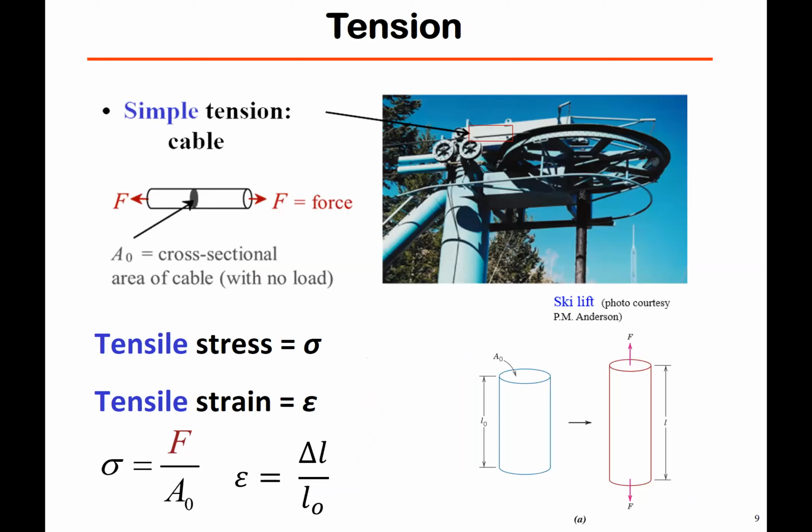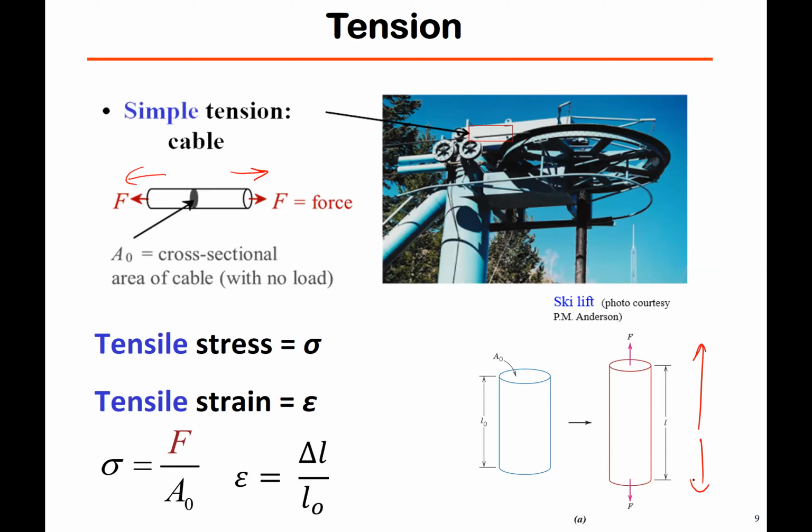So we went over tension and how the force is applied in this direction, in that direction on a cable, say. So you can see that the length will elongate, as you can see here, but that means the cross-sectional area, A naught, will have to contract a little bit to conserve mass. And so we can calculate the stress, the tensile stress, as well as the tensile strain.